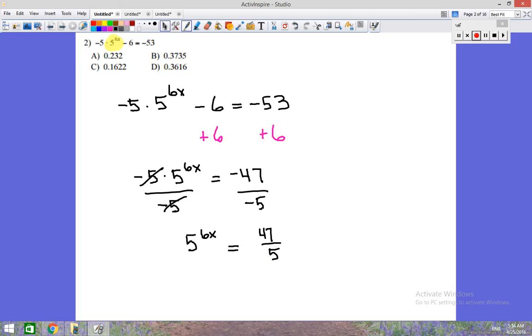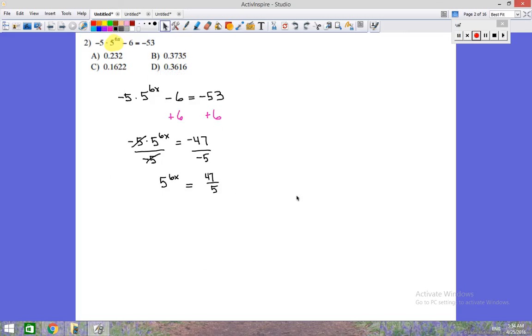Alright, so I've accomplished my first goal. I've got the factor that had my variable completely by itself. Well, now this exponent, I don't have an inverse operation at first that I can use to get that x by itself, not until we studied logarithms. The inverse of an exponentiation is a logarithm, and we have properties of logarithms that we can use to help us solve this equation.